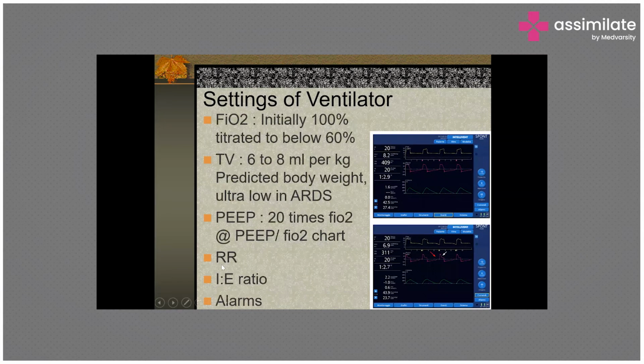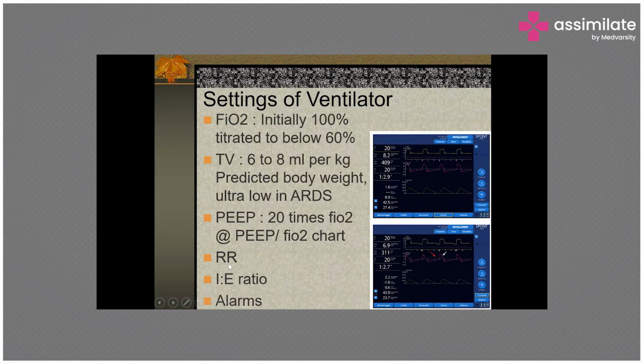The respiratory rate can initially be 16 to 18 per minute, which will keep the minute ventilation at 6 to 8 liters. So if the tidal volume is, suppose, 400 and the respiratory rate is 20, the minute ventilation becomes 8 liters. Okay, 2 into 4, yeah, 8 liters.